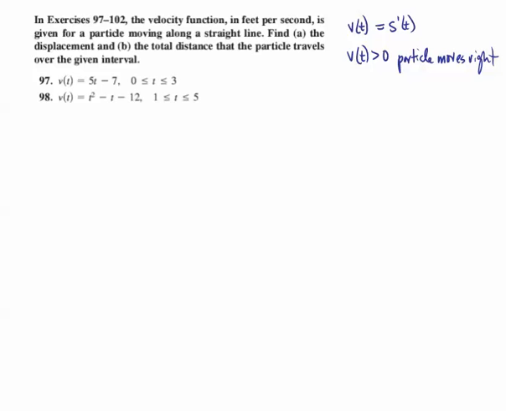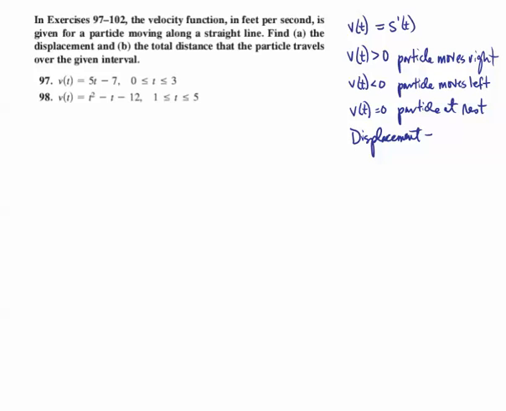And when the velocity is positive, the particle is moving to the right. When the velocity is negative, the particle is moving to the left. When the velocity is 0, the particle is at rest. So these are the first three most important things to remember about motion and about the velocity function and what it tells us about the motion of the particle.